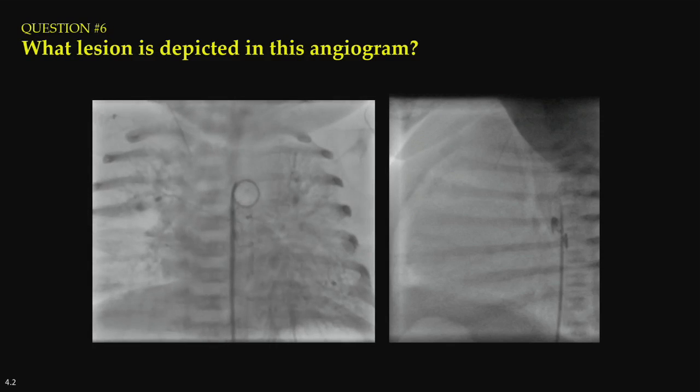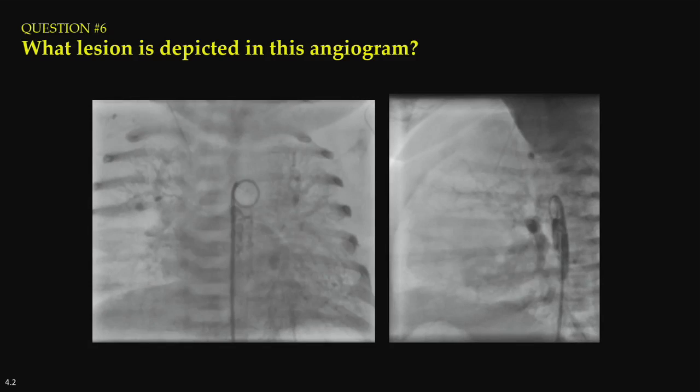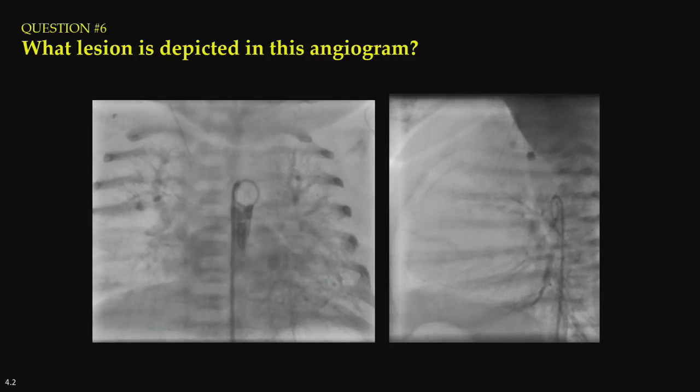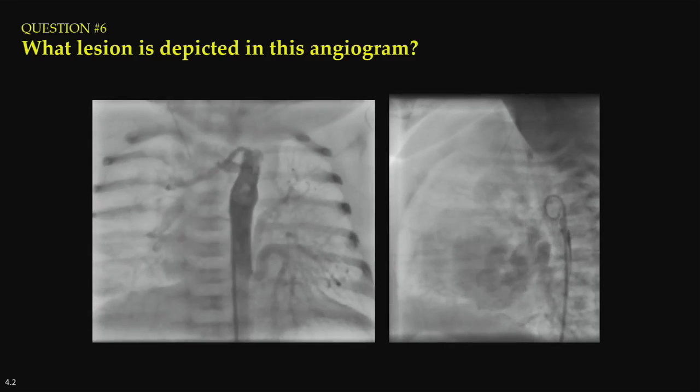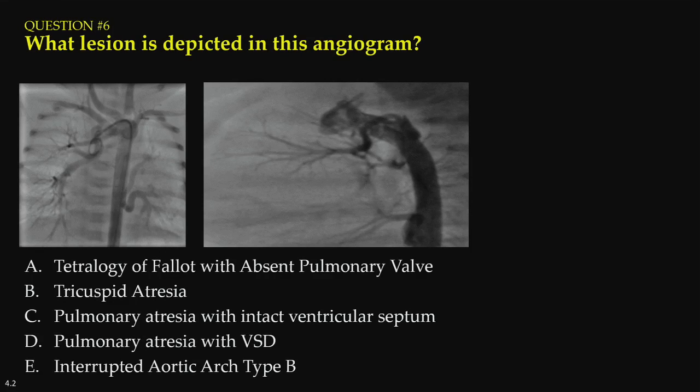All right, what lesion is depicted in this angiogram? It's very distracting that it's going kind of dissociated, so I'm going to go to the next one, which is a still frame of it, okay? So which lesion is depicted in this angio? Tetralogy of Fallot with absent pulmonary valve, tricuspid atresia, pulmonary atresia with intact ventricular septum, pulmonary atresia with VSD, or interrupted aortic arch type B.